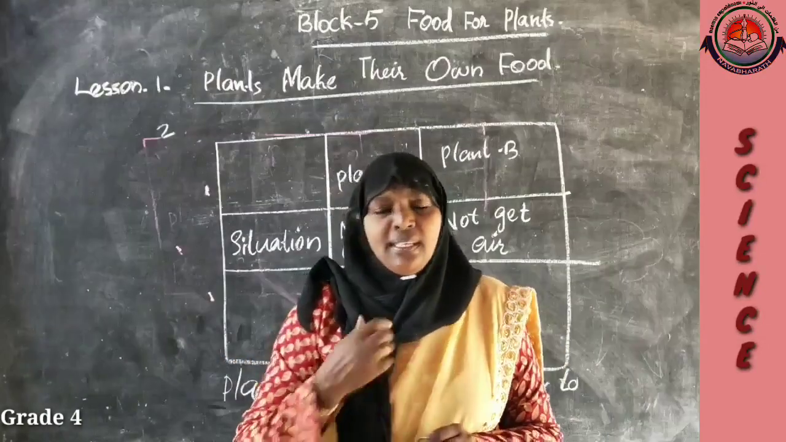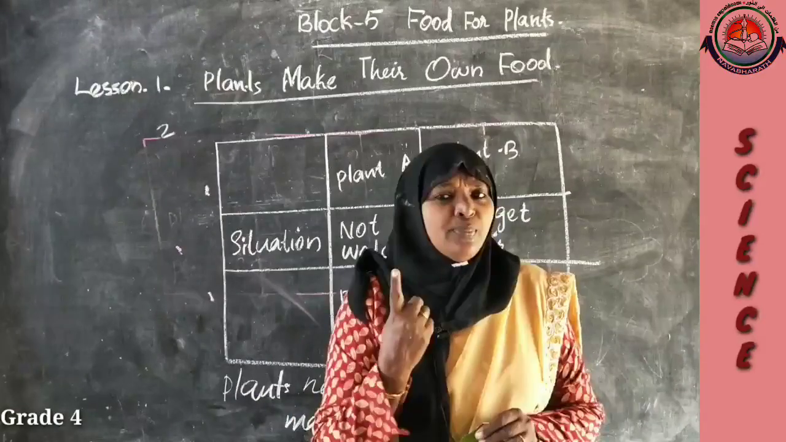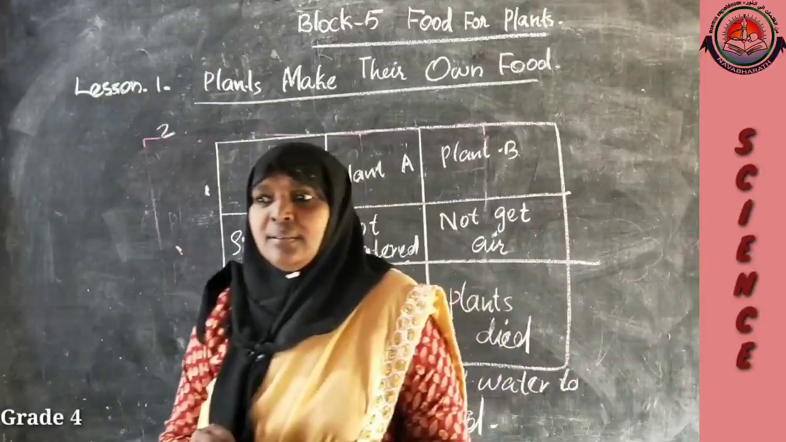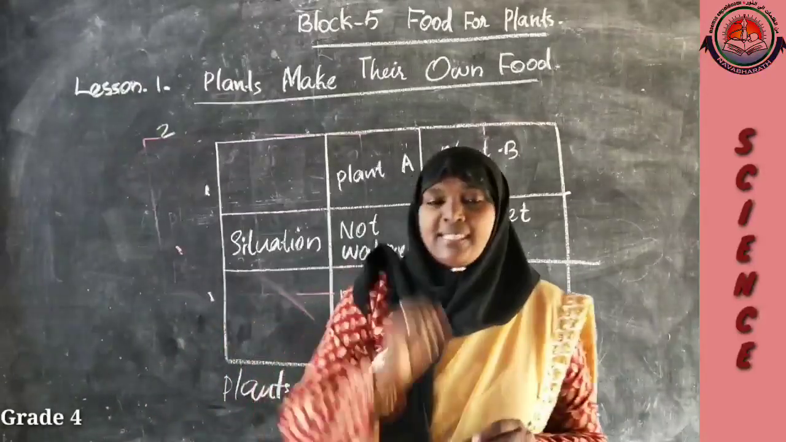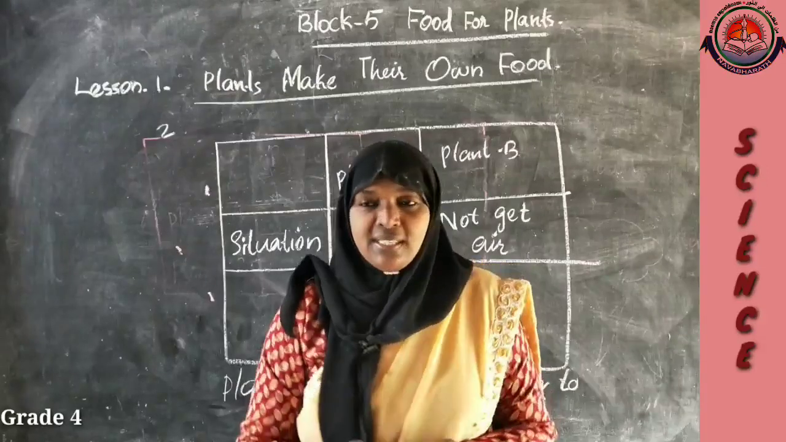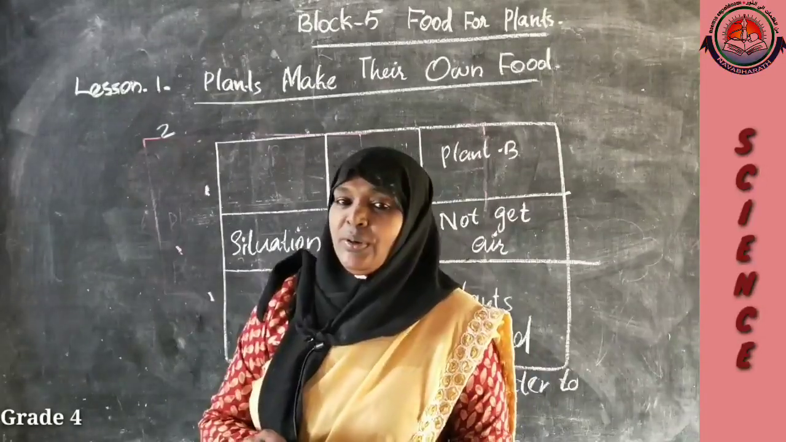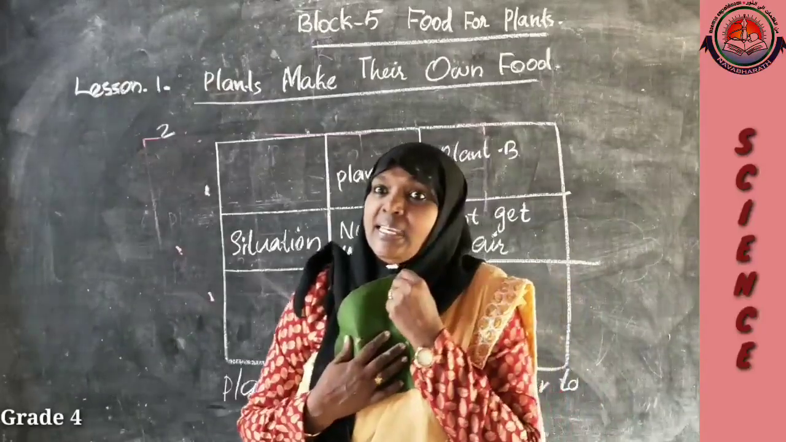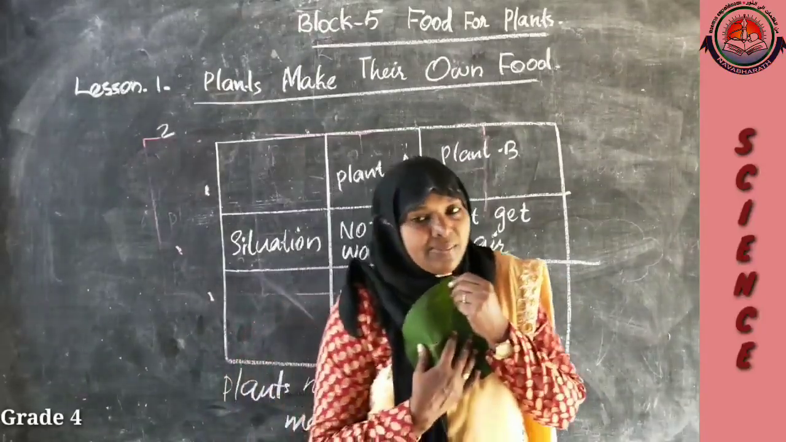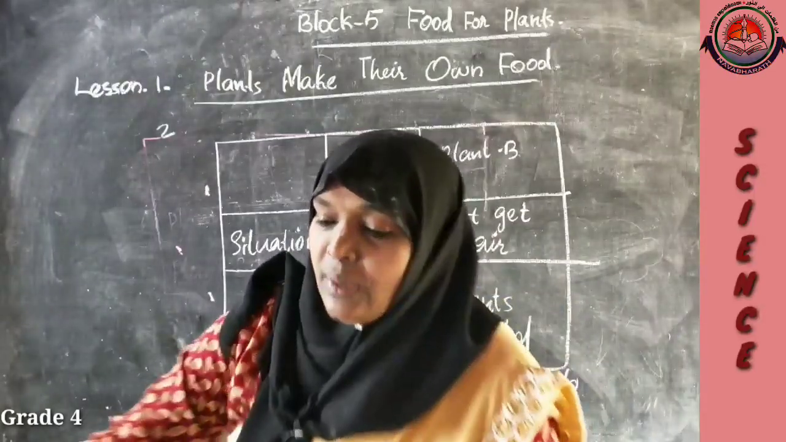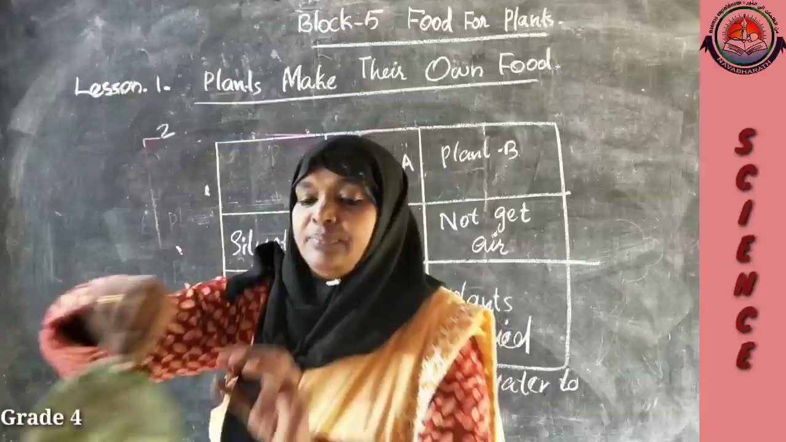Yes. Which part of the plant makes food? Leaves. In our home also, there is one room for preparing food. What is that? Kitchen. Okay. We call that room the kitchen. So, we can say leaves are the kitchen of the plant. Clear? Okay.